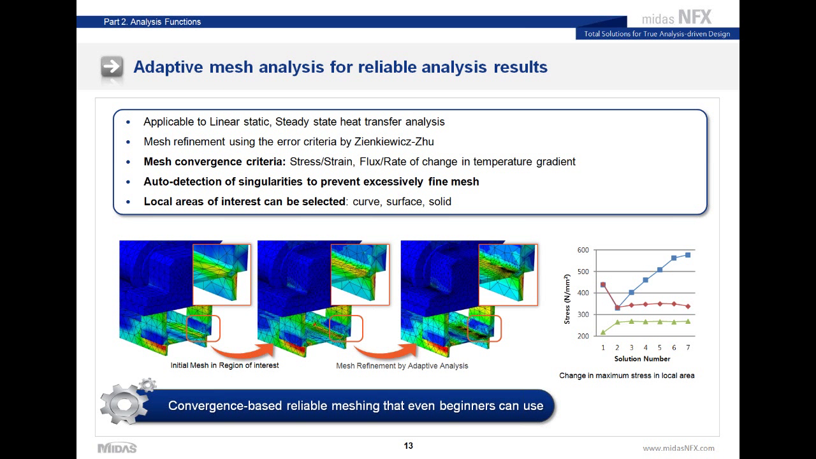Let's talk about the adaptive mesh analysis. So the engineers face a big problem when they are doing the finite element method. If the meshing is too big, then you will have bad results. If the meshing is too small, then it takes too much time. And to help the designers, the adaptive mesh function in Midas NFX can refine automatically the meshing in the needed areas. And also we have a function of auto-detection of the singularities to prevent the excessive fine meshing.